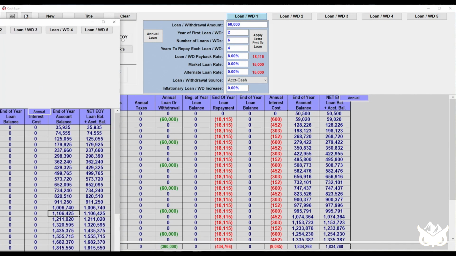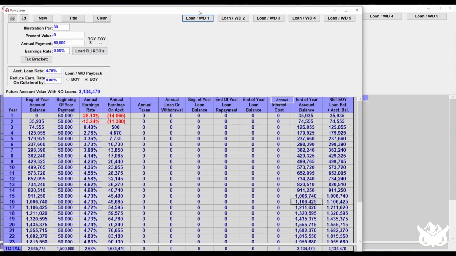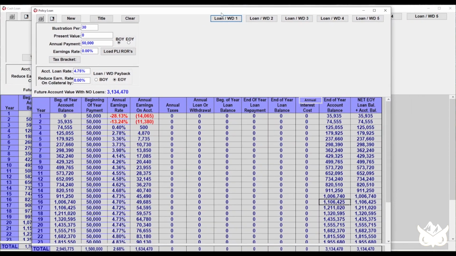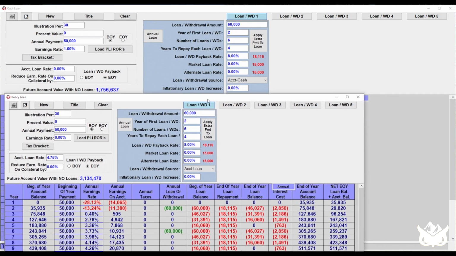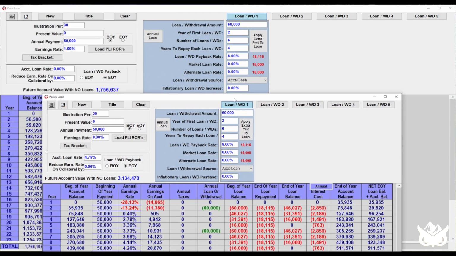Now we're going to take the same life insurance policy, and we're going to apply the same principles to it. We're going to take a loan for $60,000 in the second year. Let me make sure we're doing an apples to apples comparison. You do it 2, 6, and 4, right? So 4 years, at 8%. That payment is $18,115 per year. But instead of pulling the money out, we're going to let our money compound and continue to compound for the rest of this policy's life.